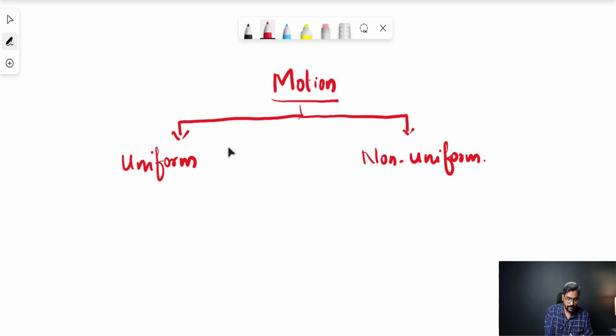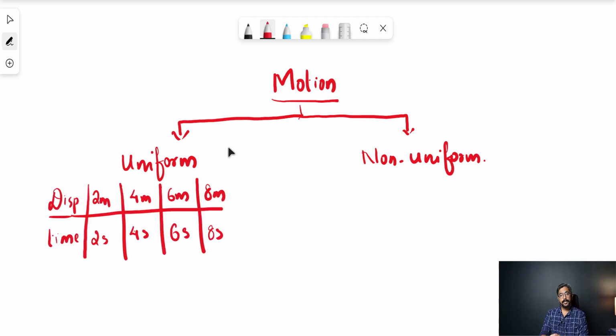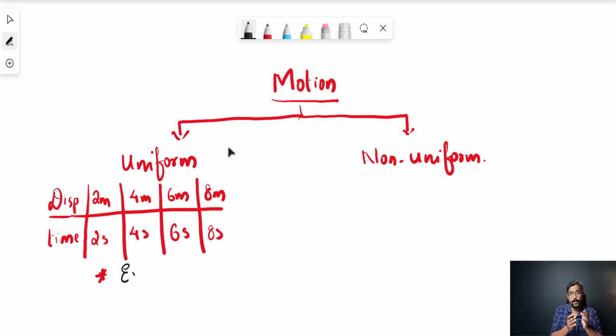Uniform motion means, consider a scenario. Here, if you observe clearly, you can see that every 2 seconds the body is changing its position by 2 meters. It means they're covering a displacement of 2 meters in 2 seconds. So here you can see the movement of the body is uniform throughout. So I can say clearly, if an object is covering equal displacement in equal intervals of time, then we can say it has a uniform motion.